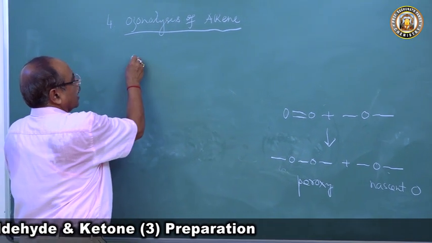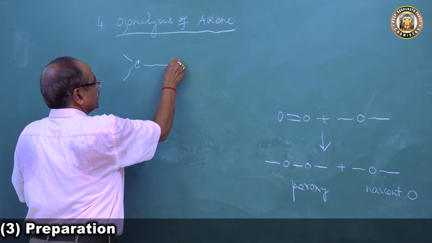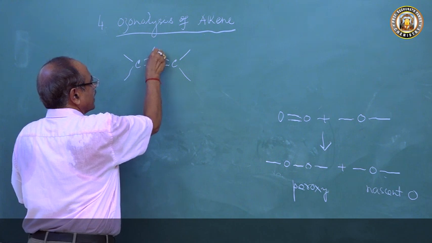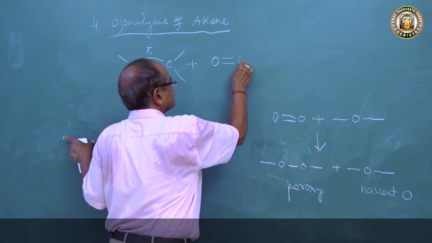Now you see, this is the alkene, this is carbon, and this is a sigma bond and this is a pi bond. What we are doing is adding ozone to this.